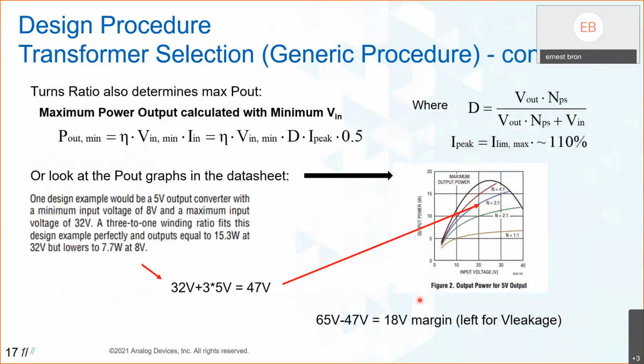Then this turn ratio will determine the maximum output power. So again, here's a bunch of equations that will help you determine the maximum output power you can get at the minimum input voltage. But typically in the data sheets, you will also find these curves that will show you, okay, for a given input voltage, you can get this output voltage for a given winding ratio. So based on this, you can also quickly determine, okay, a 3-to-1 at, I don't know, 30 something volts, I can get 15.4. But if my input voltage drops to, I don't know, 10, I can get maybe 8 watts, right? So then you can determine whether or not you can achieve the output power that you need for your application.